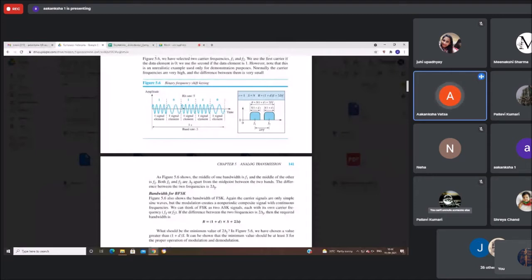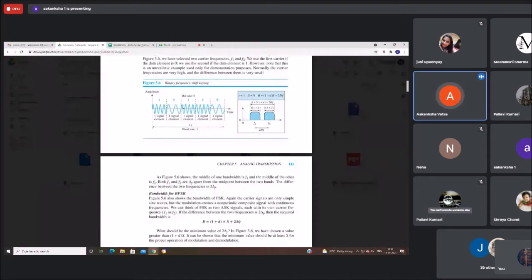So non-coherent BFSK can be implemented by treating BFSK as two ASK modulations and using two carrier frequencies. And coherent BFSK can be implemented by using one voltage controlled oscillator that changes its frequency according to the input voltage. Now figure 5.7 shows the simplified idea behind the second implementation. Now you can see here. Now this is coherent one, as we were discussing.